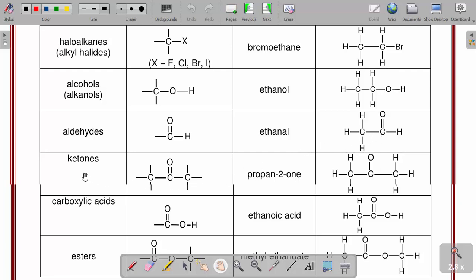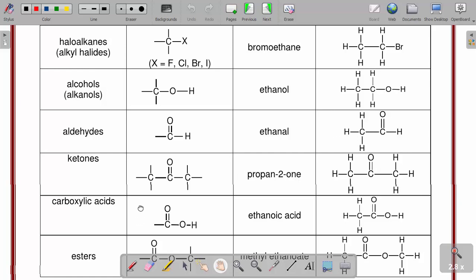Then we have ketones. With the ketones, this CO is between carbons, this carbon and this carbon here. An example is propan-2-one. As you can see, this CO is between this carbon and this carbon, so it qualifies to be called a ketone. Remember that with aldehydes, the CO is bonded to one hydrogen, and on the other side it could be another hydrogen or a carbon chain. That's how the ketones differ from the aldehydes.